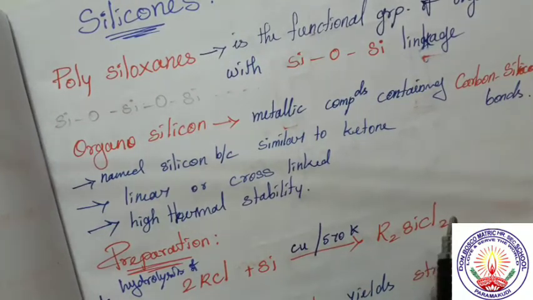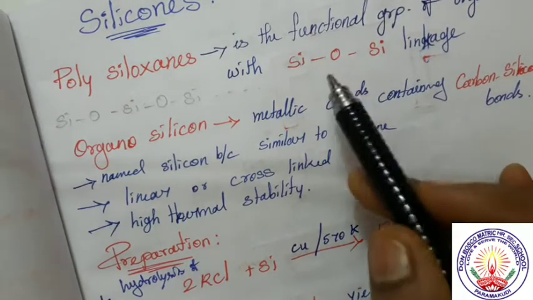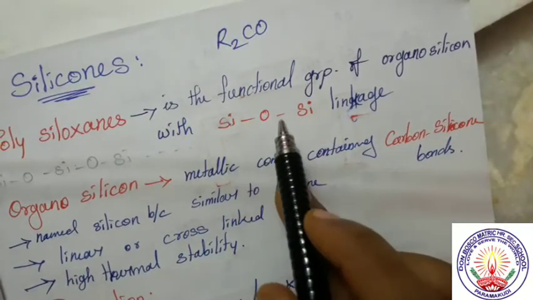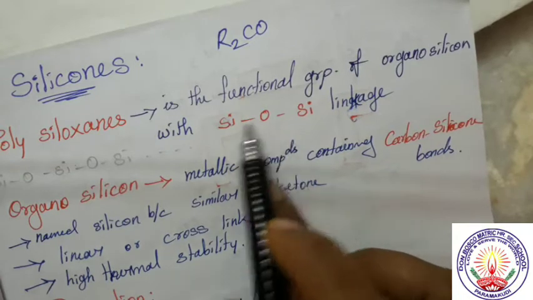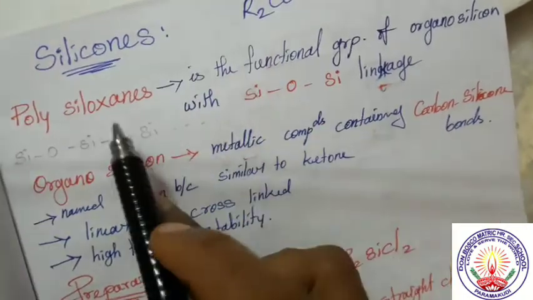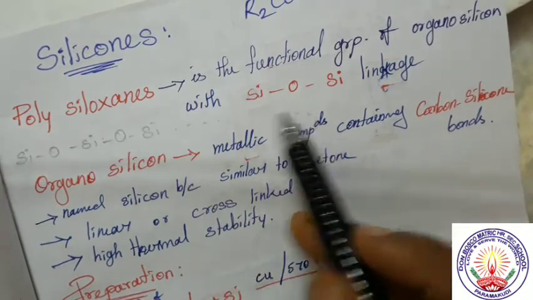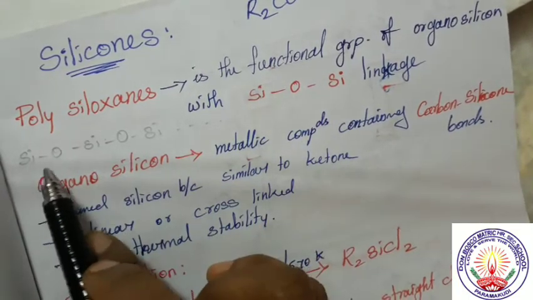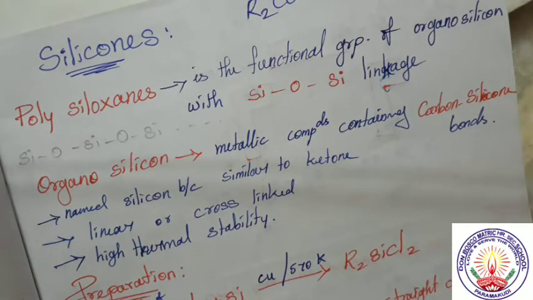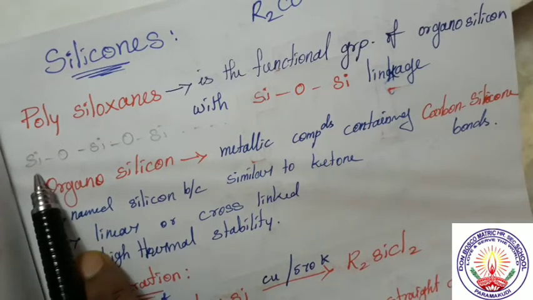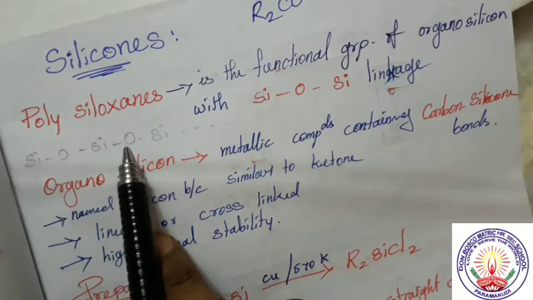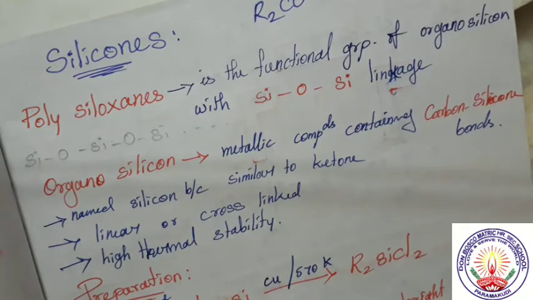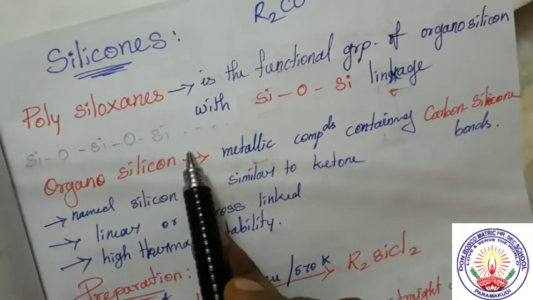This polysiloxane, this is a siloxane, that is silicon with oxygen. Silicon is with oxygen. Now polysiloxanes means it will have many of these units. It keeps on forming a chain linkage. For example, SiO, SiO, SiO, it continues. That is polysiloxanes.